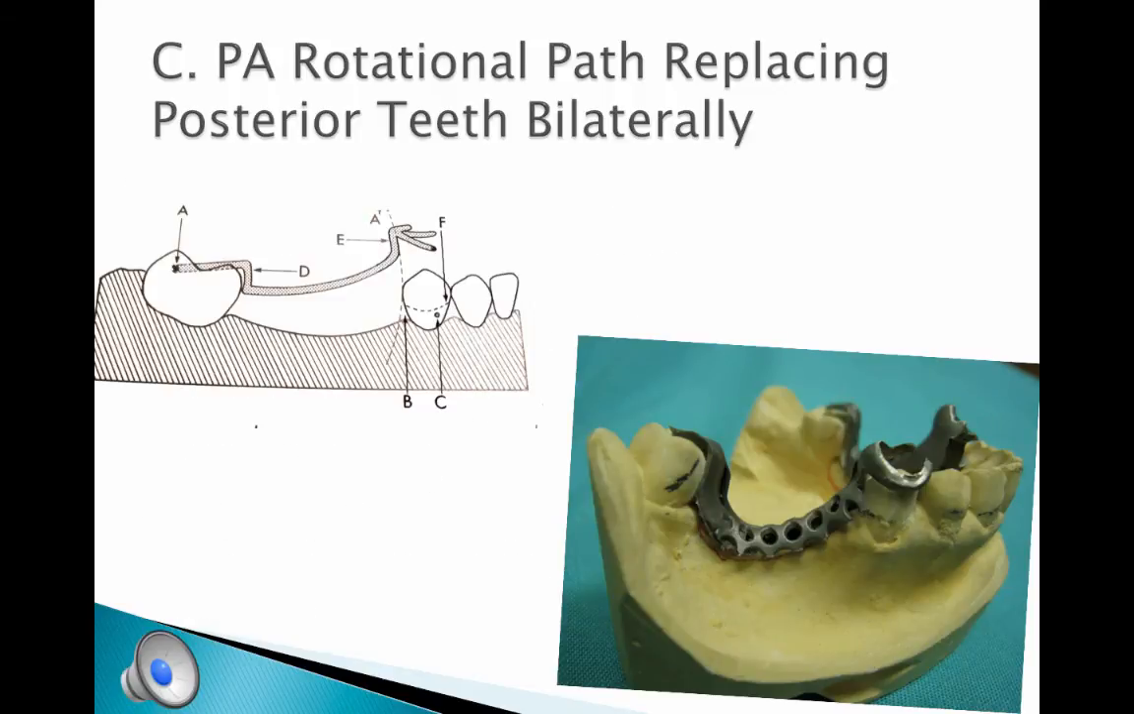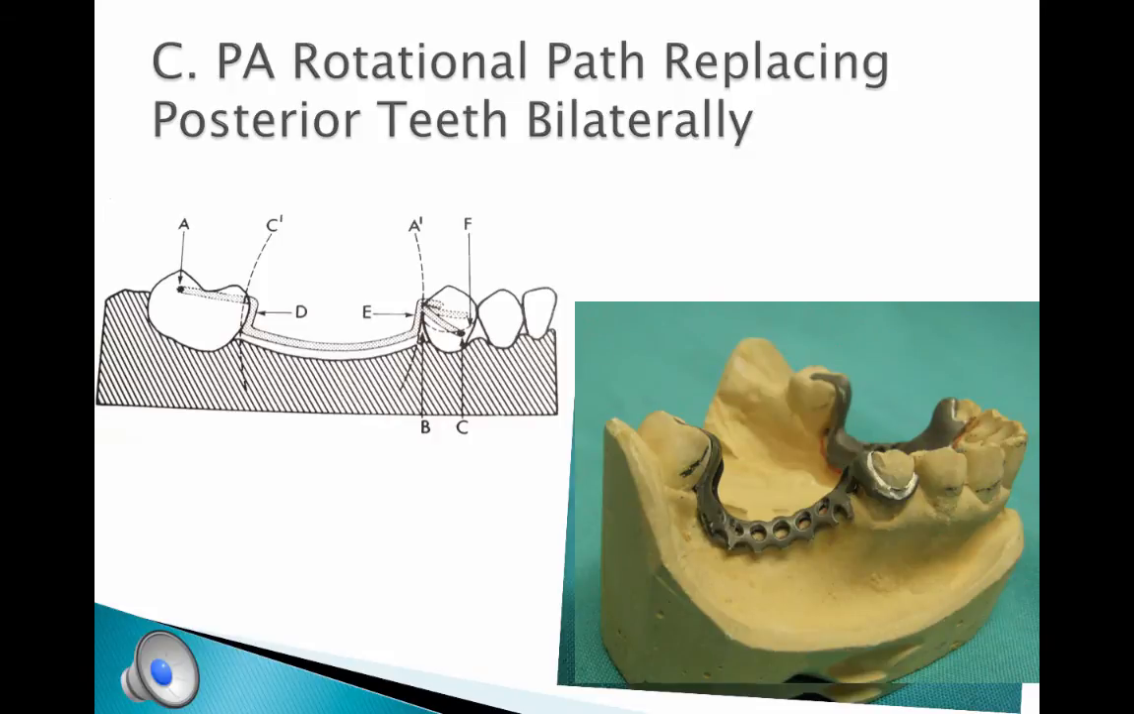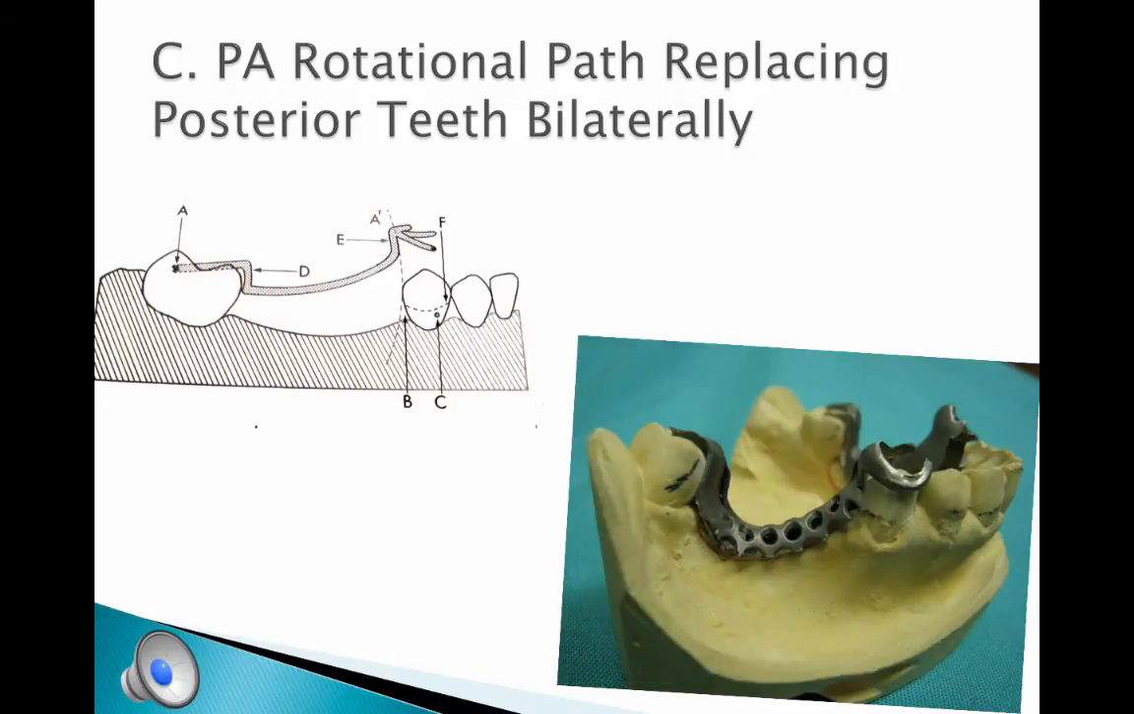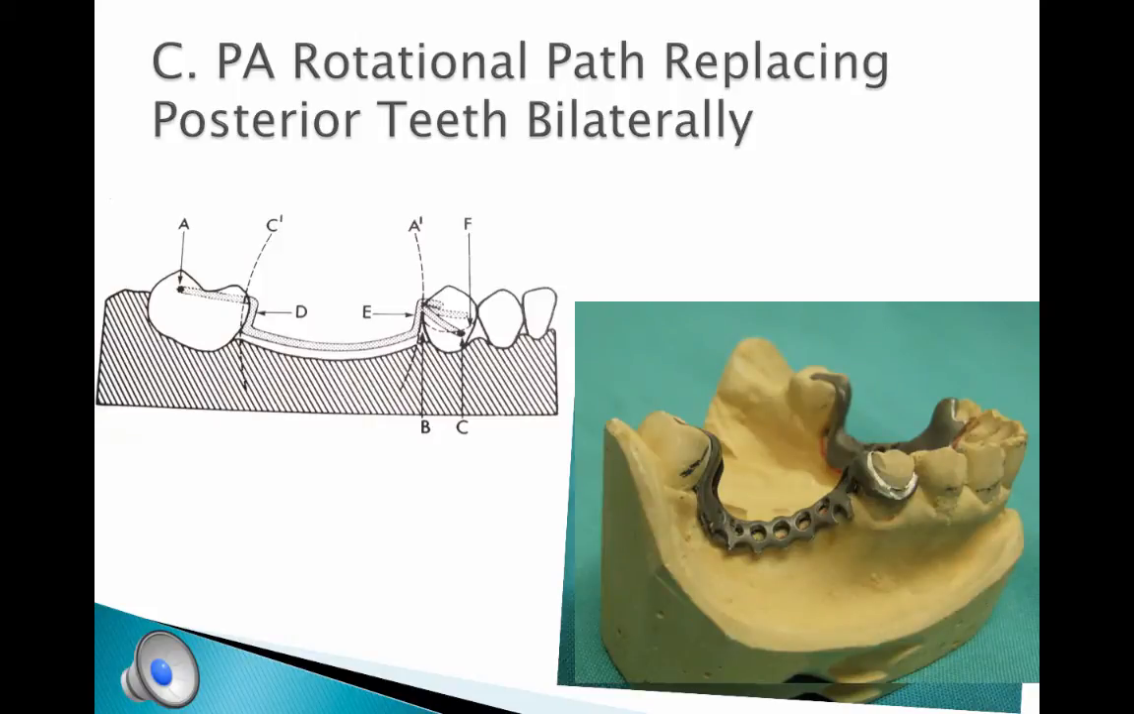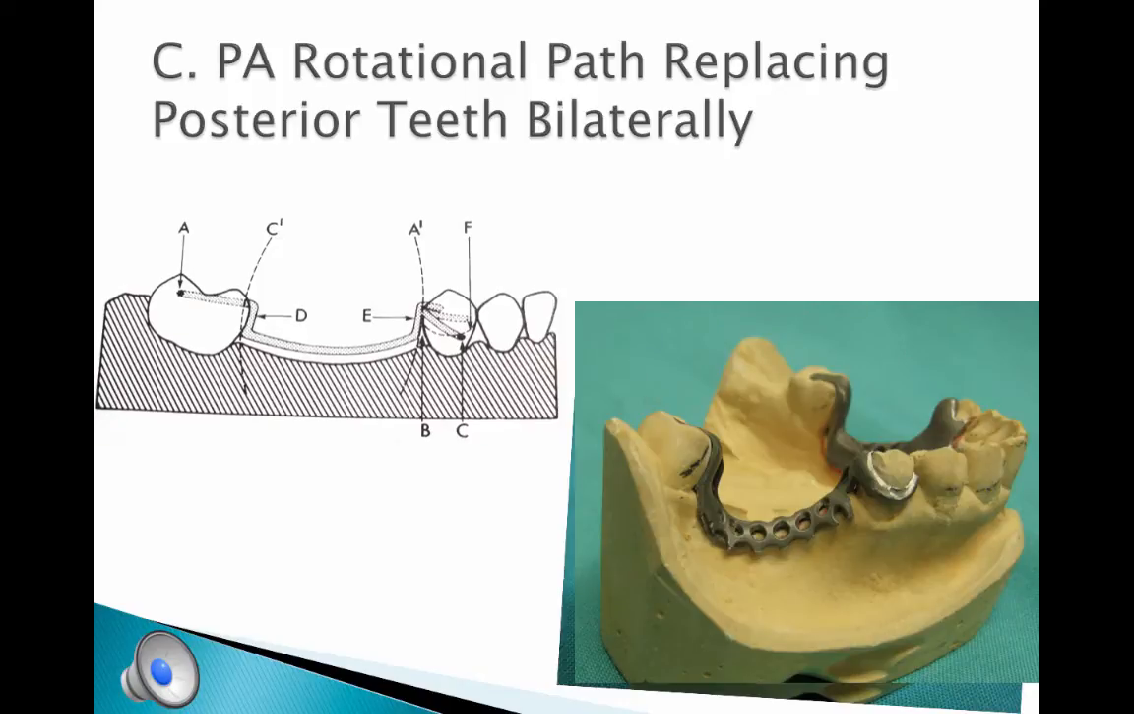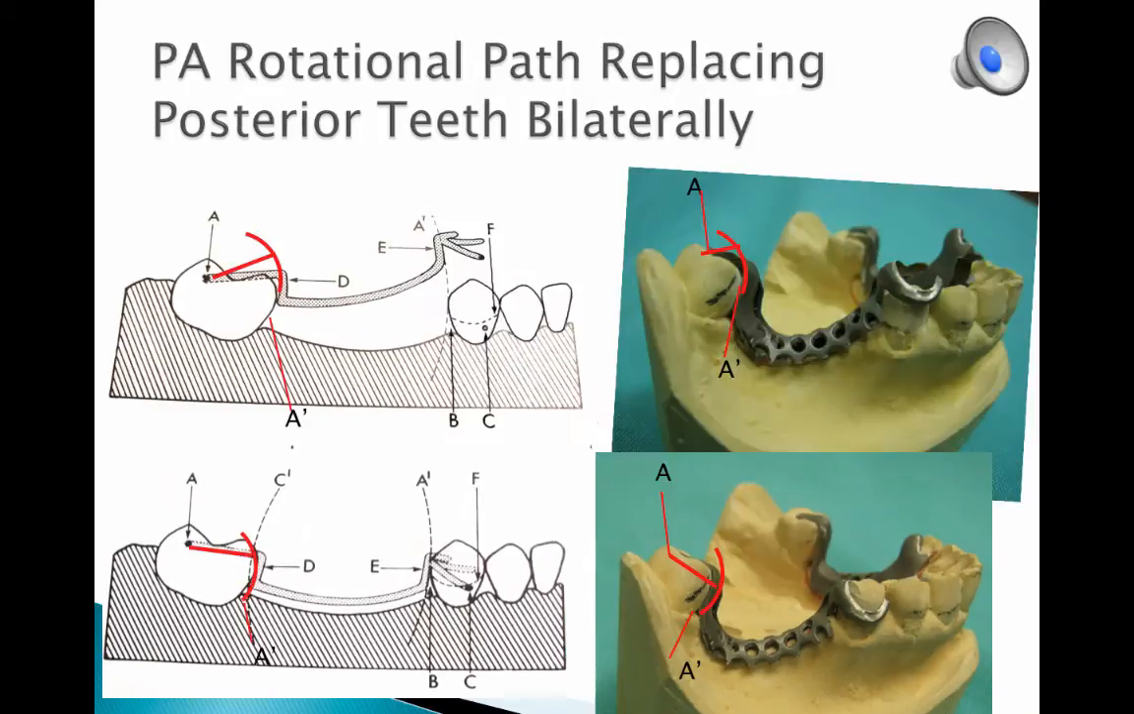The posterior-anterior rotational path replacing posterior teeth bilaterally is used mainly for mesially tipped molars when clasping would be difficult. This is a graphic illustration of how the RPD functions. The first thing that is done, just like the anterior-posterior path RPD, one point of the divider is placed on the axis around which the framework will rotate, and we labeled it A.